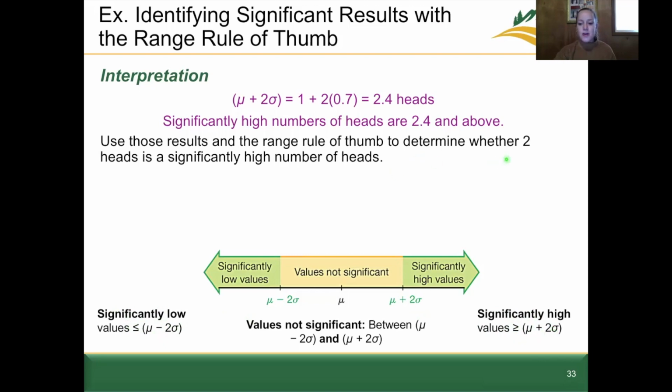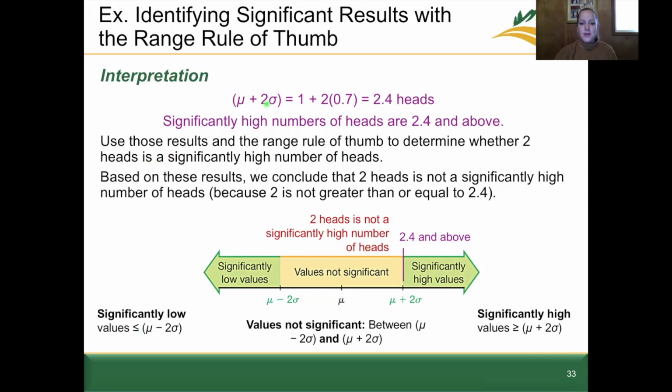So back to our question here, we're asked whether 2 heads is a significantly high number of heads. Well, we figured out that this value here is anything above 2.4 and above is significantly high. So if we were asked if 2.4 heads is a significantly high number, that answer would be yes, because it is greater than or equal to 2.4, where we got 2.4 as mu plus 2 times sigma.